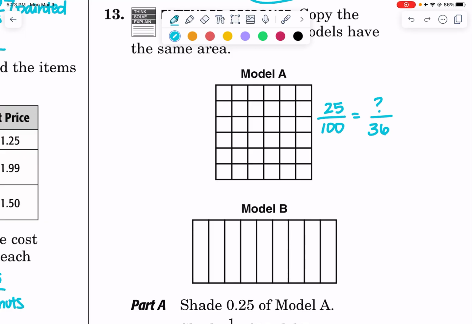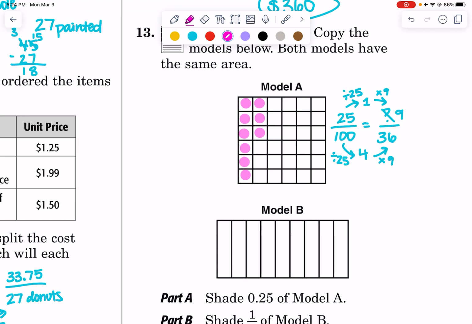So what can 100 become that can then become 36? Well, I know what numbers can become 36. 4 can, 9 can. Oh, 4. 100 can become 4 if we divide by 25. And 4 can become 36 if we multiply by 9. Do the same thing to the top. Divide by 25 first, it becomes 1. And then multiply by 9, we get 9. So I need to shade in 9 squares. 1, 2, 3, 4, 5, 6, 7, 8, 9. I shaded in 25 hundredths of model A.